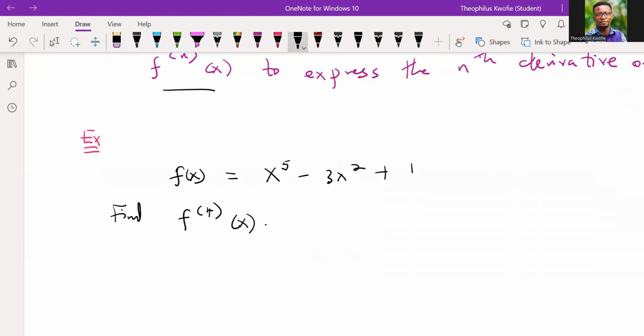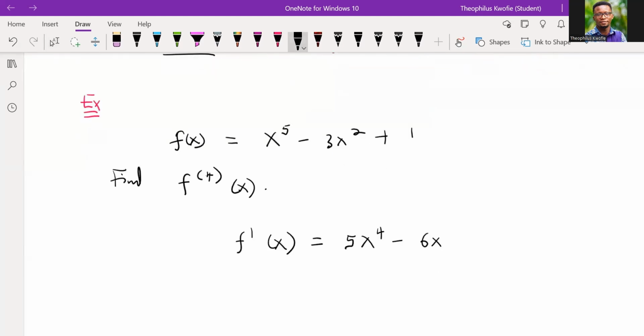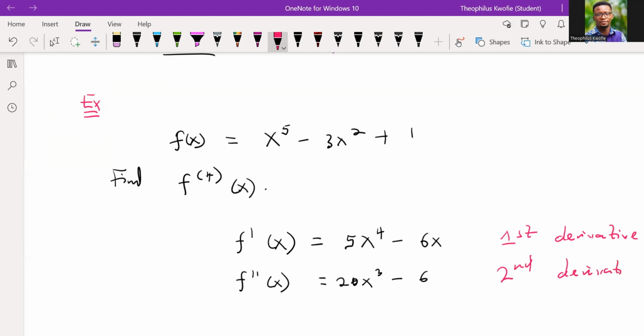So the first thing to do is to find f prime, okay? So f prime of x would then become what? 5x to the power 4 minus 6x. Good. So this becomes your first derivative, okay? Now f double prime of x becomes what? We drop the power and decrease the power by 1. That gives us 20x to the power 3 minus 6. And this one we call the second derivative, okay?